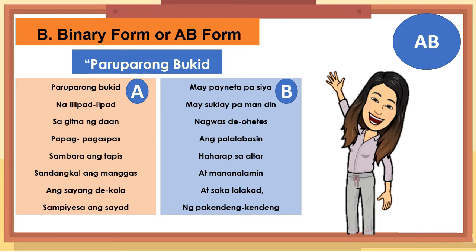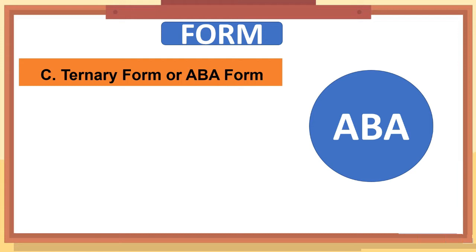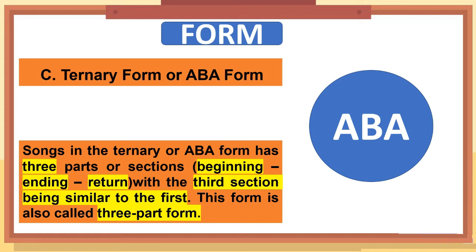The next one is ternary form or ABA form. Songs in ternary or ABA form have three parts or sections: the beginning, the ending, and return, with the third section being similar to the first. This form is also called three-part form. Commonly, songs in ternary form have one main idea, that is A, one contrasting idea, that is B, and a repetition of the main idea, and that is A.